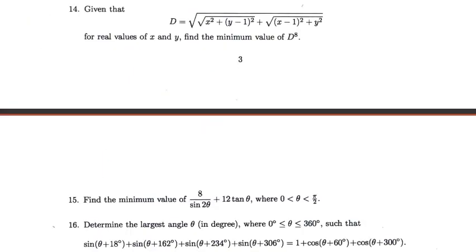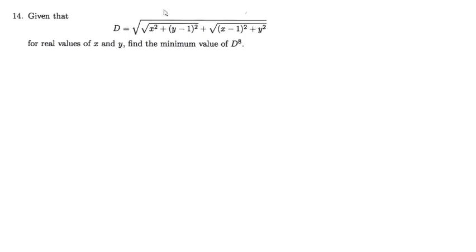SMO 2021 senior section first round, problem number 14. Given that d equals this term, for values of x and y, find the minimum value of d to the power of 8. So if we check this term, always inside the square root they are greater than or equal to 0. So we don't have any endpoints. We only need to differentiate.